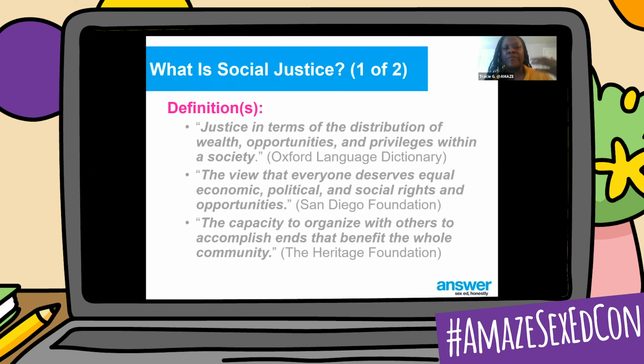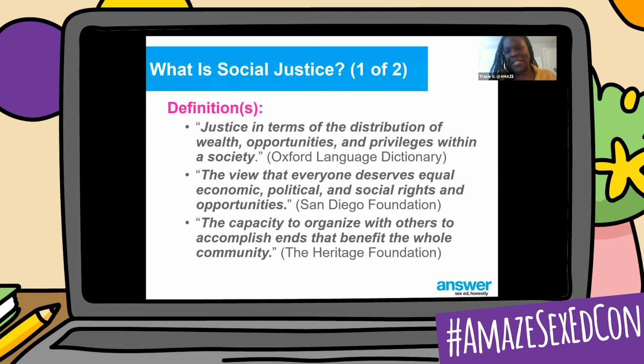So there's a few different ones here I want to share with you. The first one being from the dictionary, that basically talks about social justice in terms of the distribution of wealth, opportunities and privileges within a society. So we know that social justice originally was used to talk about economics.